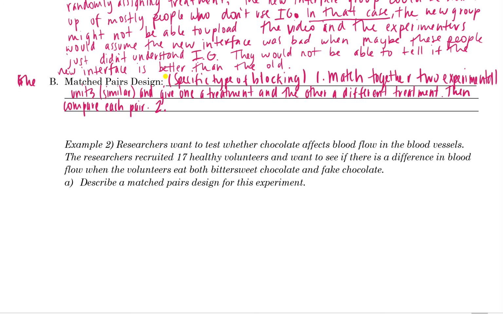The second way to do matched pairs is to basically give one subject, one unit, two different treatments in a random order. So, option number 2 is give one experimental unit two different treatments in a random order. And then you compare results.